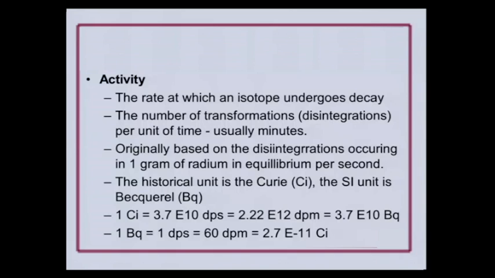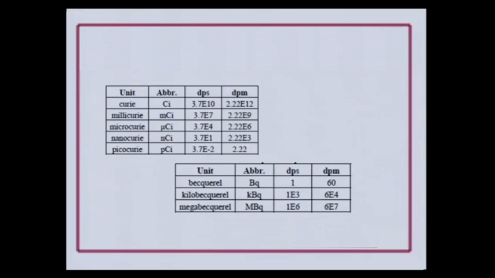The SI unit for activity is becquerel, or Bq. The equivalents you can see there: 3.7 times 10 to the 10th disintegrations per second, which is equivalent to 2.22 times 10 to the 12th disintegrations per minute. And all of that is equal to 3.7 times 10 to the 10th becquerel. And as you can see, the equation for becquerel is shown down at the bottom there. This is just, again, a reminder of the subdivisions that we can do, or the multiplications of kilo and mega, which can also be used to simplify communication.